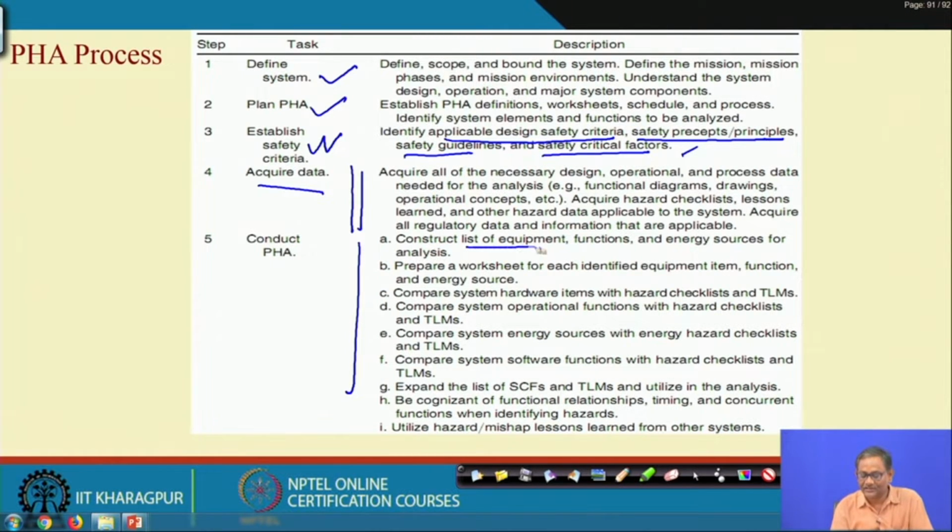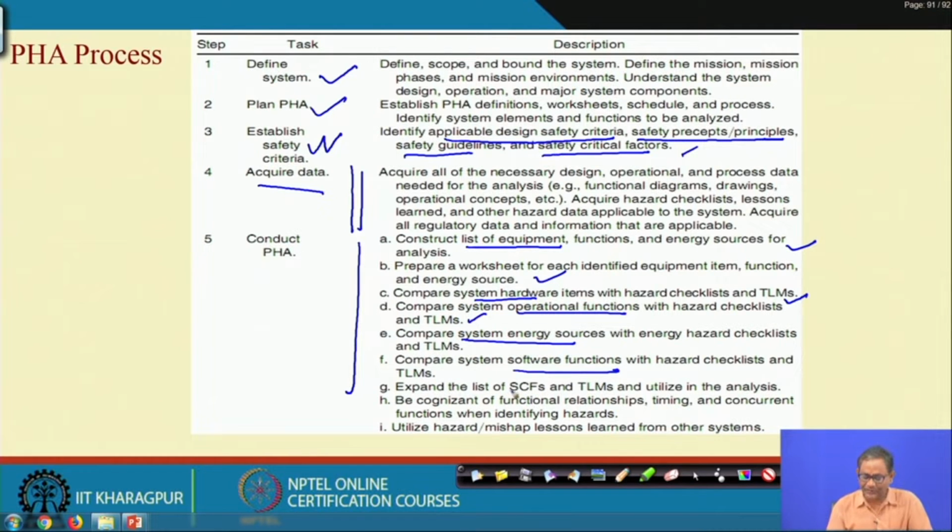Construct a list of equipment functions, like PHL. Prepare a worksheet for each identified equipment item, like PHL. Compare hardware with the hazard checklist and top level mishaps. Compare system operational function with the hazard checklist. Show operational function, hardware, energy sources, then software function, and compare all. These you have already seen in PHL. But suppose you have not gone through PHL and want to do it jointly, then all those steps you have to follow. And I request all of you to first see my preliminary hazard list lecture, then follow this one.